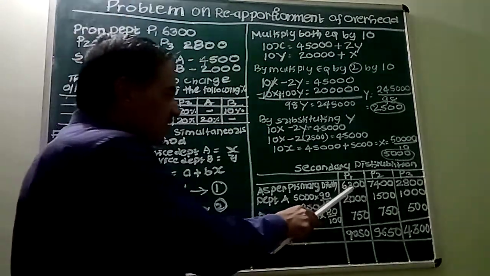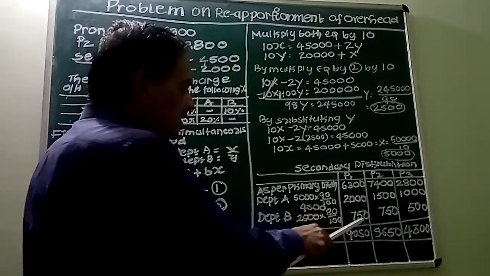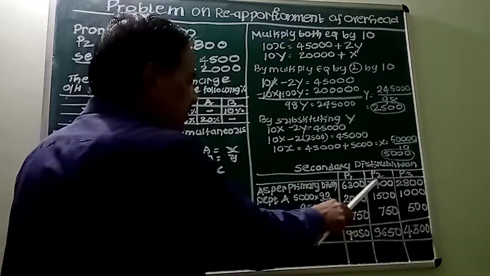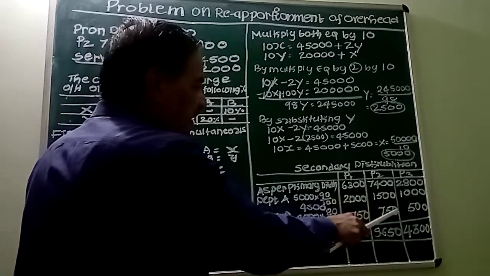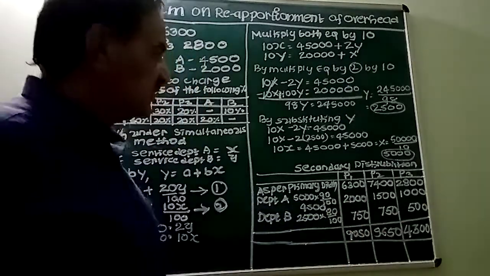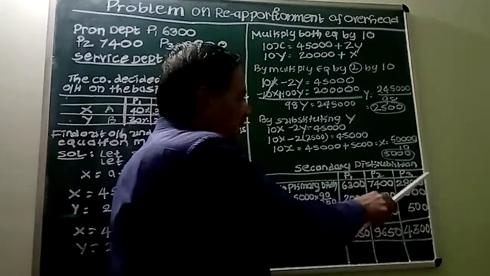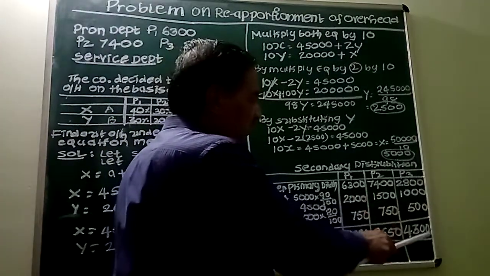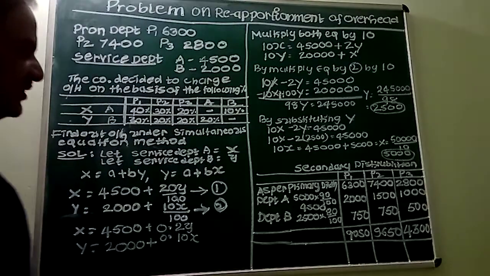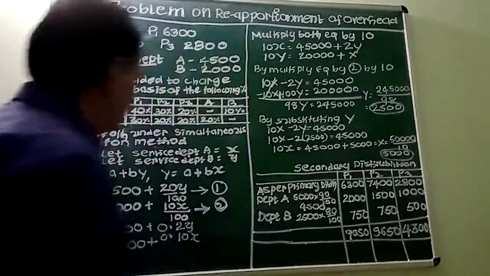So 6300 plus 2000 plus 750 is equal to 9050. 7400 plus 1500 plus 750 is 9650. And P3, 2800 plus 1000 plus 500 is equal to 4500. So this is the secondary distribution.